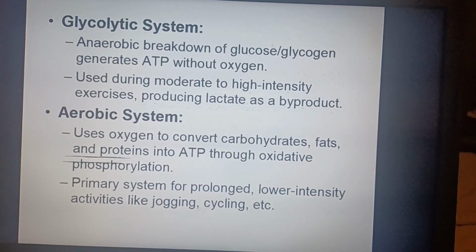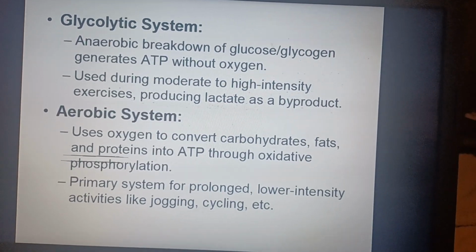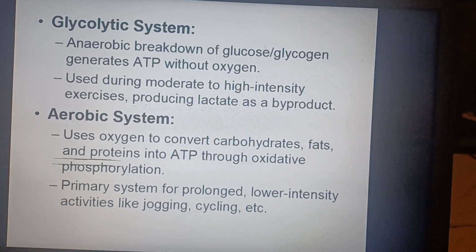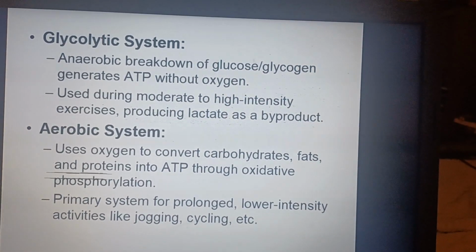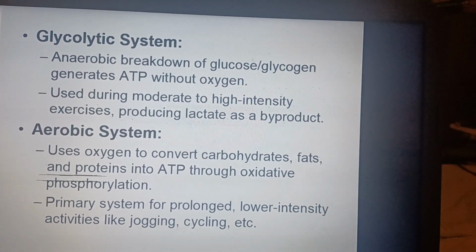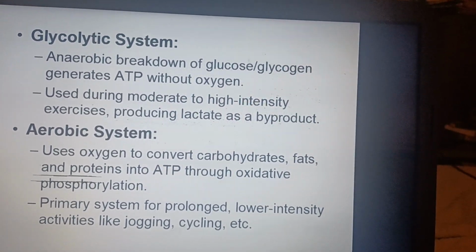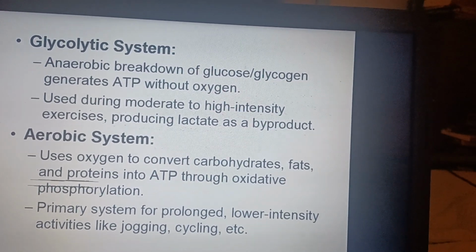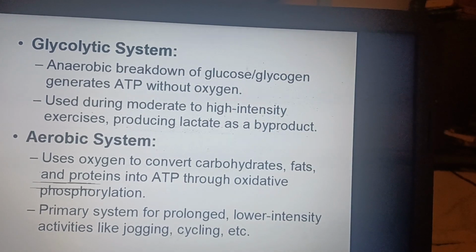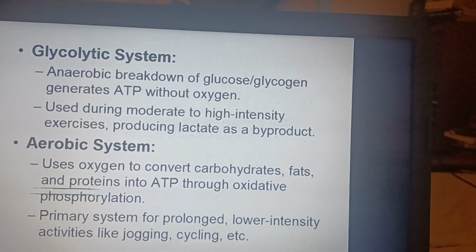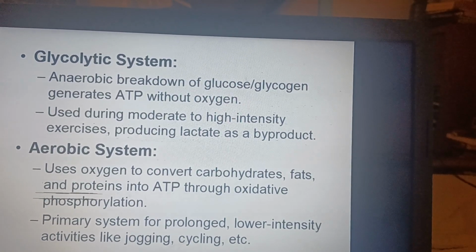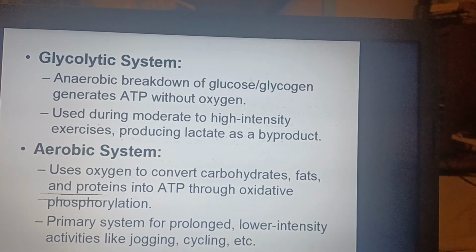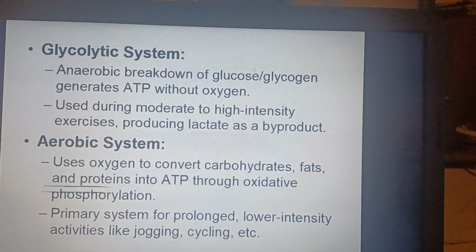Next, we're going to talk about the glycolytic system. This is the anaerobic breakdown of glucose or glycogen that then generates ATP. So this process is best used for moderate to high intensity exercise. The glycolytic system, which works without oxygen, lasts longer than the phosphagen system, and it breaks down carbohydrates into glycogen, then into ATP. It's this system that powers your moderate to high intensity activities, like a fast-paced game of basketball.